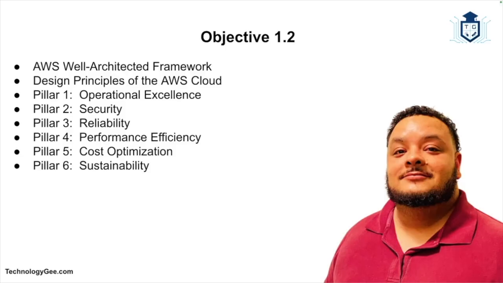And that's where the AWS Well-Architected Framework comes in. So think of it like a blueprint, or better yet, like a set of best practices that AWS engineers use to build systems that don't fall apart under pressure. And if you understand this framework, then you're not just studying for an exam, you're learning how real-world cloud architecture works. So with that being said, let's get into it.